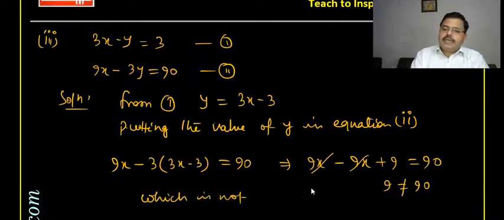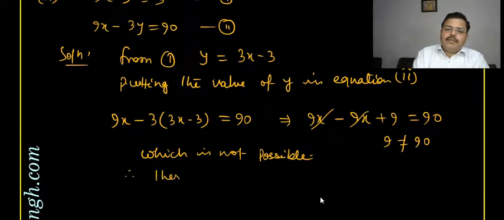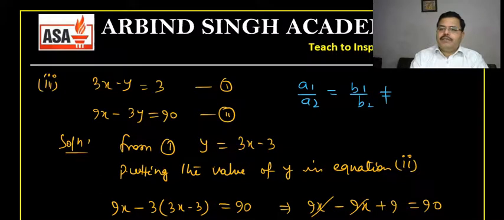Which is not possible. 9 cannot be equal to 90, no? So which is not possible, and therefore there is no solution. You can understand it, this is a1 by a2. You may check that a1 by a2 is 3 by 9, that is 1 by 3, and b1 by b2 is minus 1 by minus 3, that is 1 by 3, and it is not equal to c1 by c2, 3 by 90, that is 1 by 30.